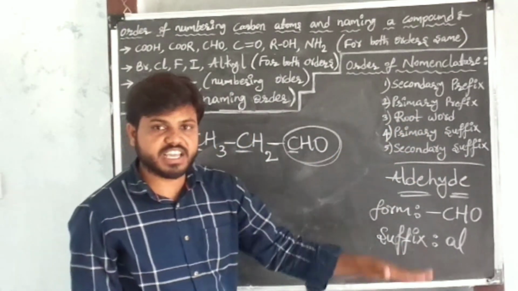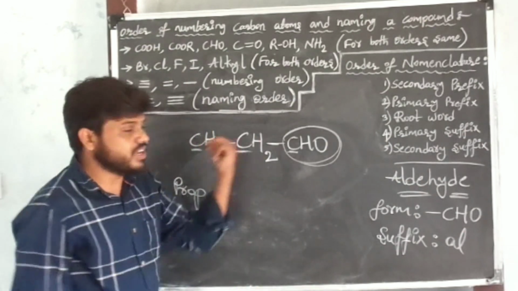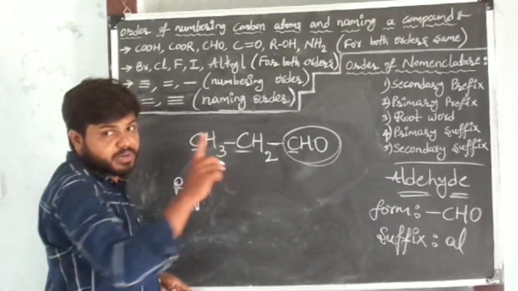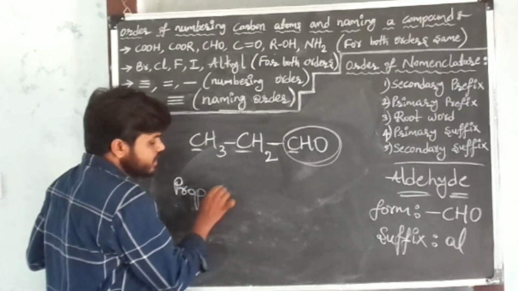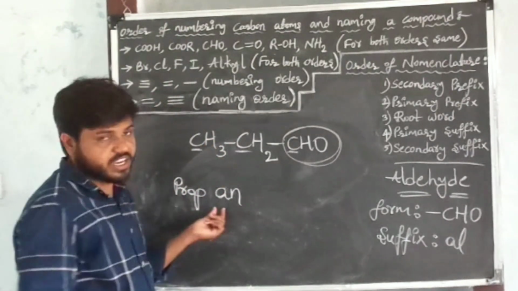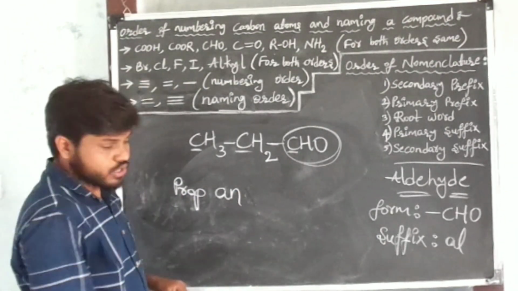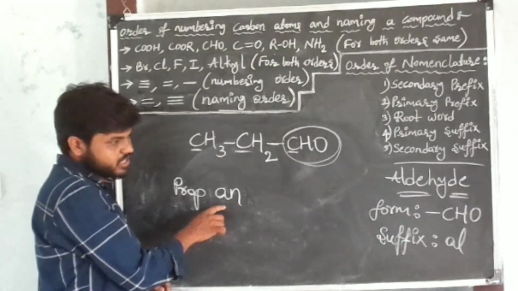Primary suffixes are single bonds, double bonds, triple bonds. Between every 2 atoms in the given carbon compound, single bonds are present. I am writing the suffix of single bond, that is an. I am not taking ene because one functional group is there. Okay, I have written the suffix of single bond, that is an.